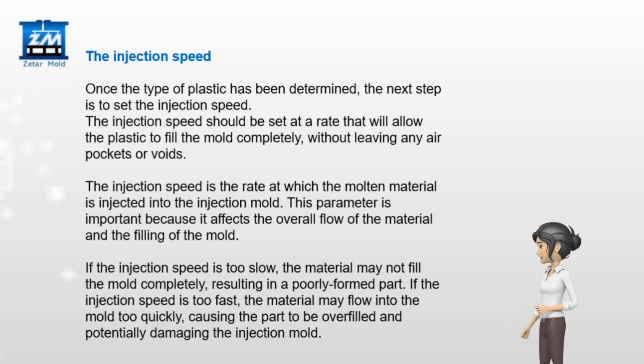The injection speed is the rate at which the molten material is injected into the injection mold. This parameter is important because it affects the overall flow of the material and the filling of the mold. If the injection speed is too slow, the material may not fill the mold completely, resulting in a poorly formed part. If the injection speed is too fast, the material may flow into the mold too quickly, causing the part to be overfilled and potentially damaging the injection mold.